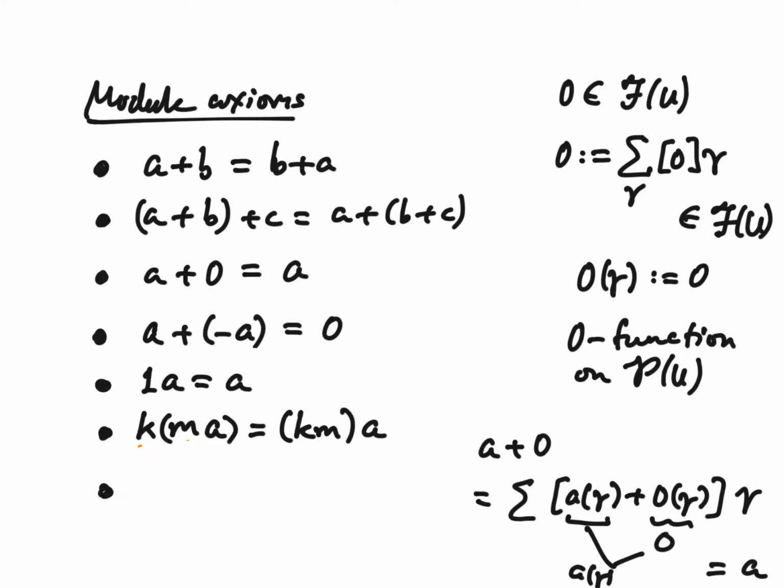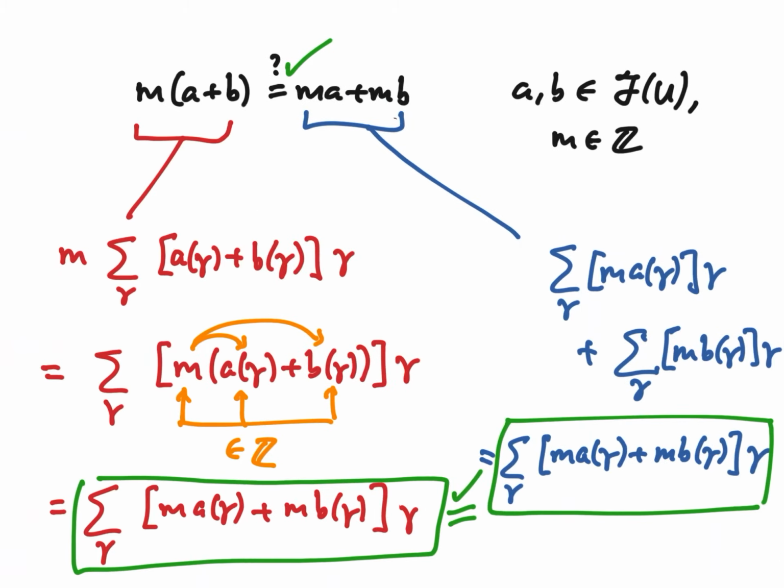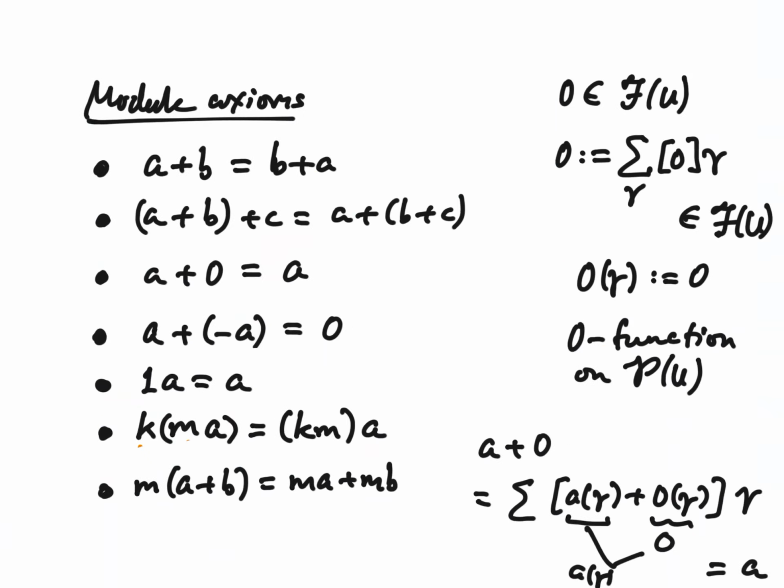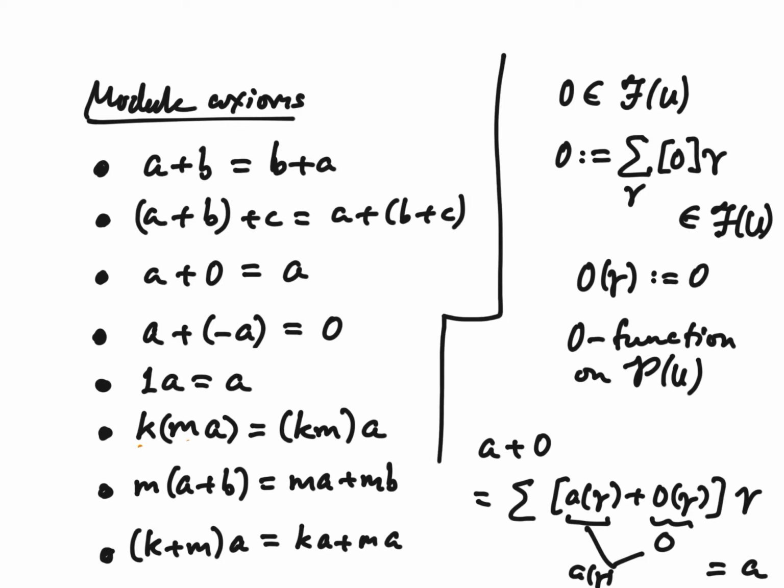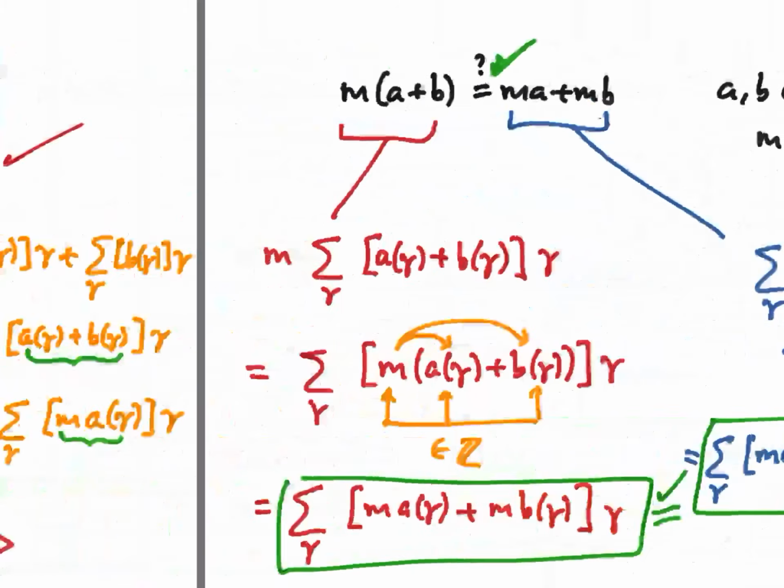The last two are distributive laws, where an integer scalar can be distributed over a sum of formal sums, and that's the one we just verified right here. And then the other distributive law is that you can have a sum of scalars and multiply that by a formal sum, and you get a correct distribution. And again, you can verify that the same exact way. So it's not difficult to check all the module axioms for the set of formal sums.